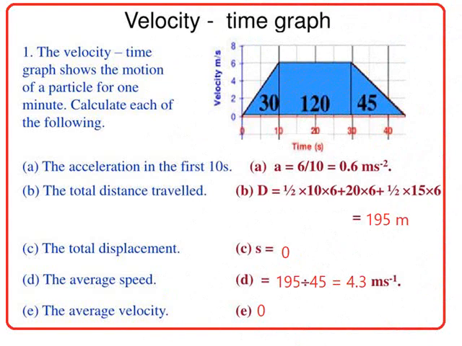Now, let us put all the knowledge that we have gathered so far in this graph and try to solve the problems. Now, look at this problem here. The velocity time graph shows the motion of a particle for 1 minute. Calculate each of the following. Now observe the graph. Velocity, time. So velocity is taken on the y-axis, time is taken on the x-axis.